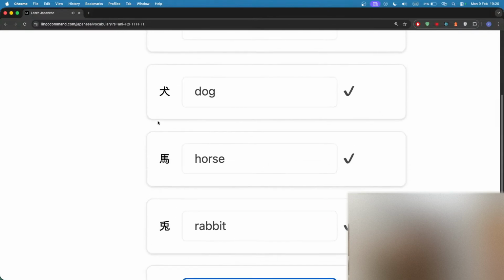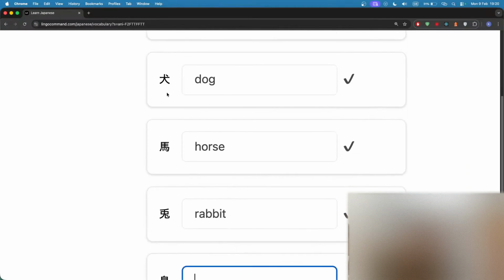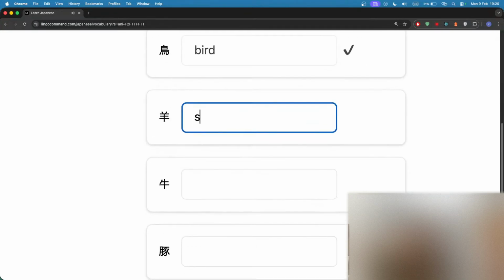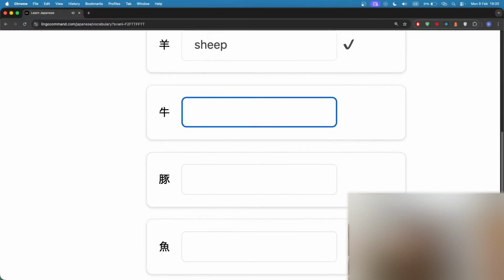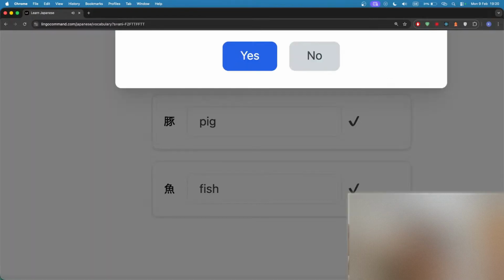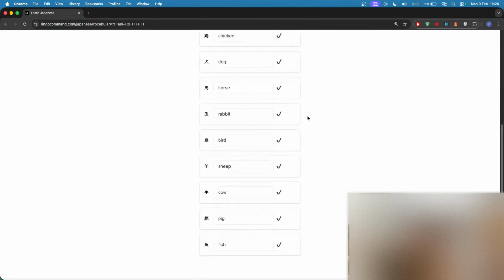And then this thing we see here, right? So I'm guessing the pronunciation for this kanji is niwa. And then this is tori. So this is tori, so it's bird. This is sheep. Cow. Pig. Fish. Okay, so that was straightforward enough.